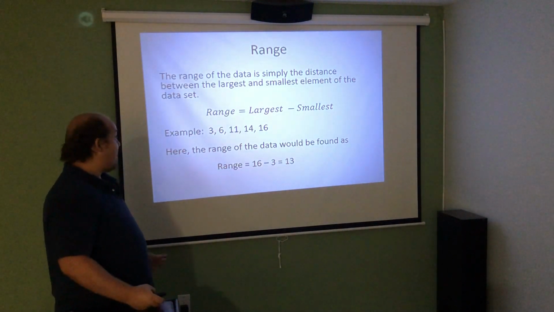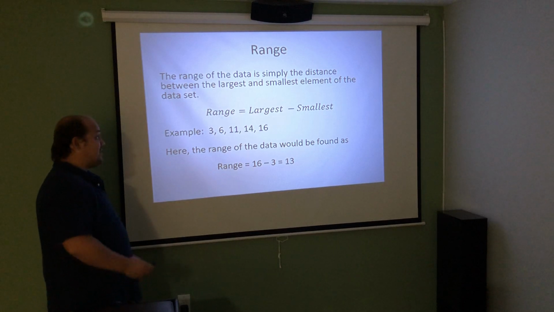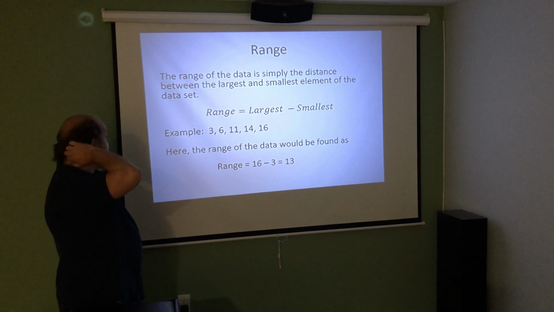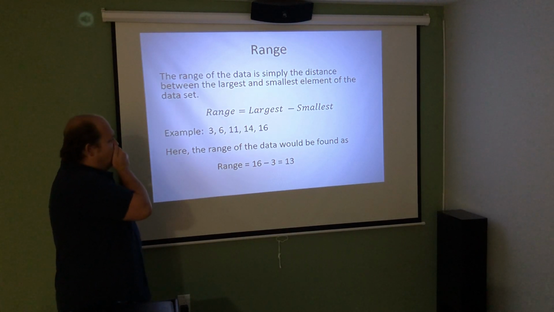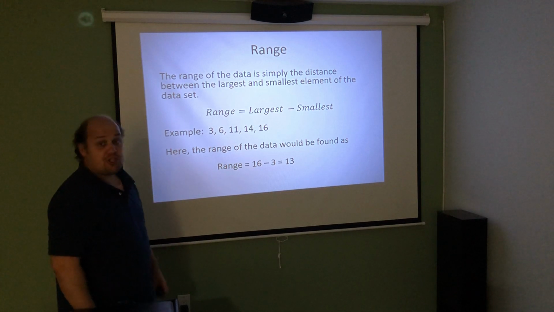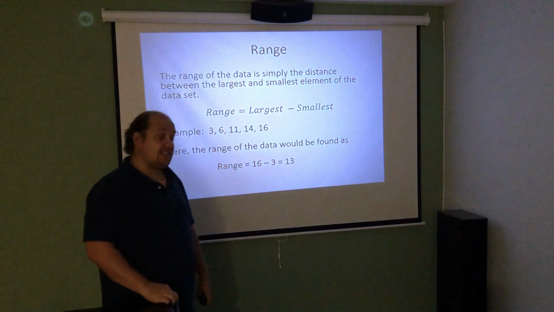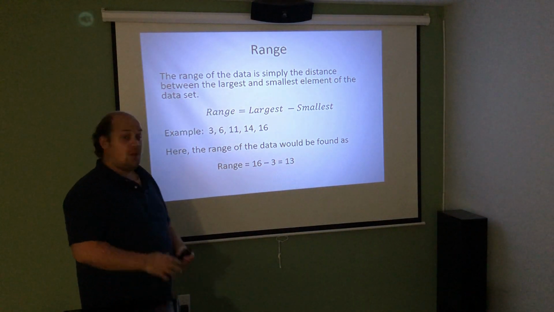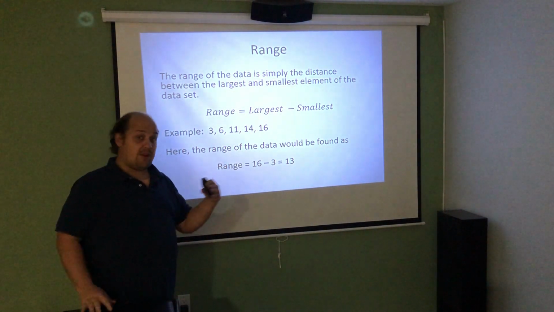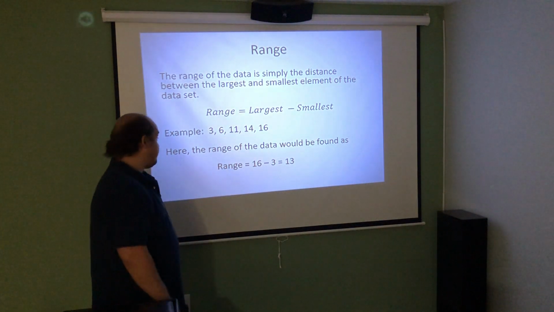So where we begin is not with hard math. It's with the range, which is a somewhat easy measure of dispersion. In general, the idea of dispersion, the word just means how spread out are things. So what the range does in its most basic form is it tells us how far is the largest data point from the smallest data point.